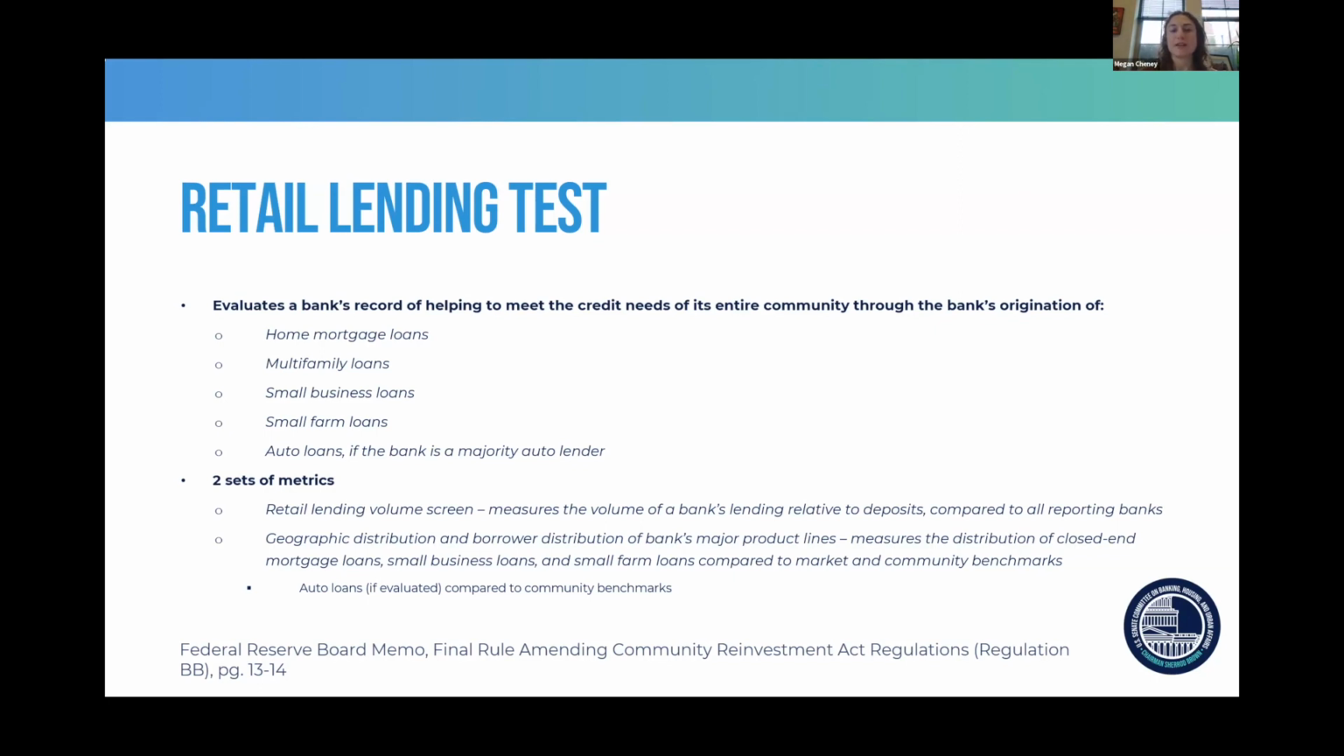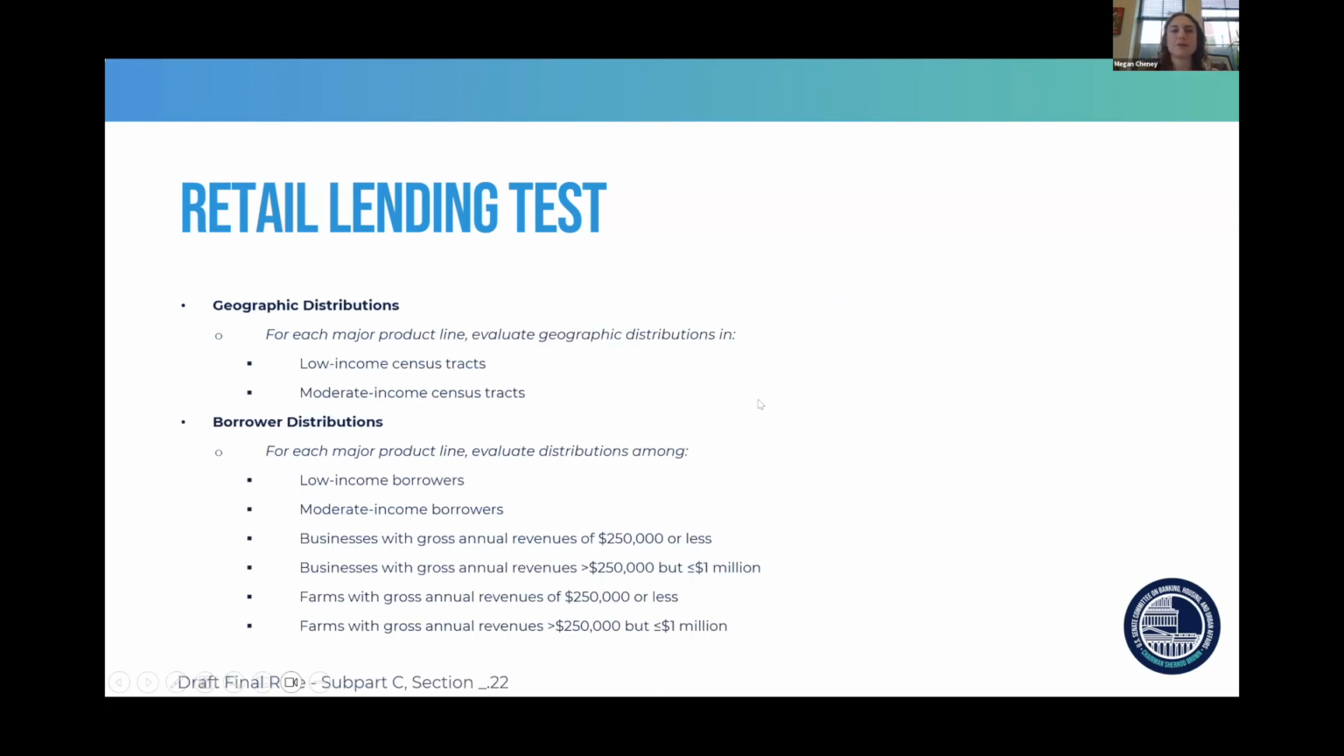So first thing the regulators will look at is a volume screen, just looking at the overall level of all of these retail loans relative to deposits in an area compared to what other banks are doing in that area. And then they'll also look at the geographic distribution and borrower distribution of major product lines. So the larger retail products that banks are originating in those areas, particularly closed-end mortgage loans, small business loans, and small farm loans. And then for geographic, they're really looking to see how many of those are also made in low income census tracts and moderate income census tracts. And then also for borrowers, looking at how many low income borrowers, moderate income borrowers are getting loans, as well as businesses and farms of different sizes.